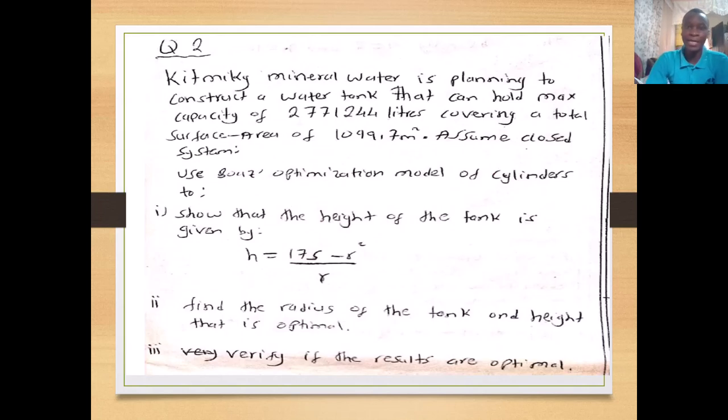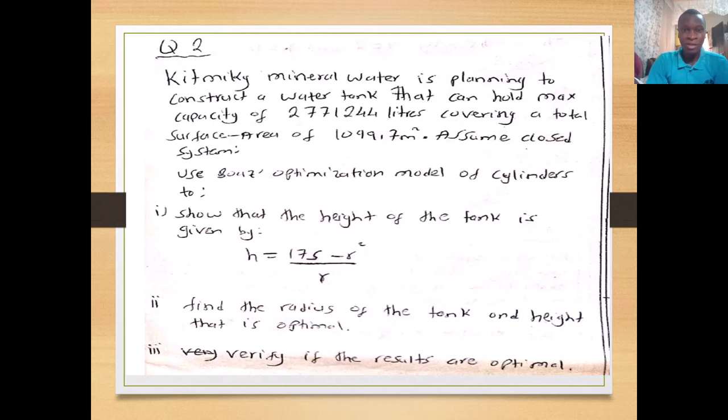It says Kitmiki Mineral Water is planning to construct a water tank that can hold a maximum capacity of 2,771,244 liters, covering a total surface area of 1099.7 meters squared. Assume a closed system. Use Bohr's optimization model of a cylinder.